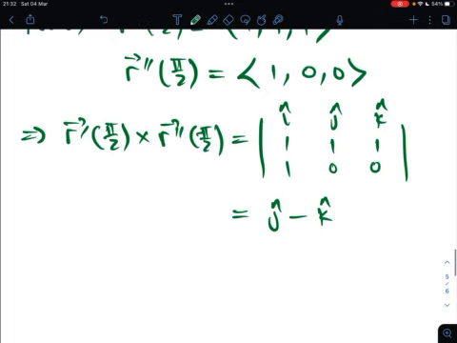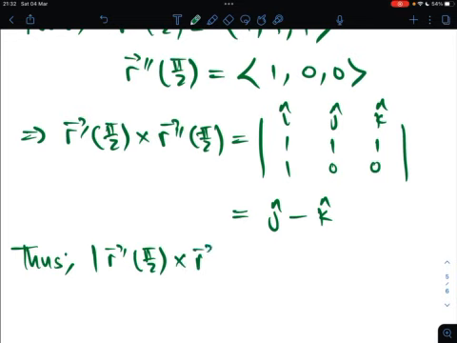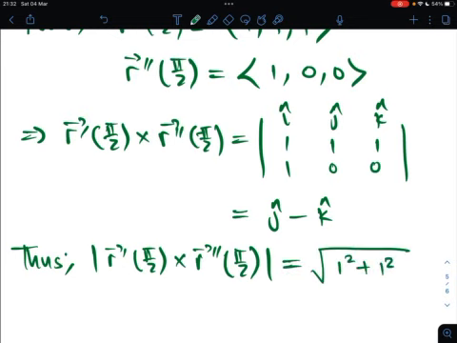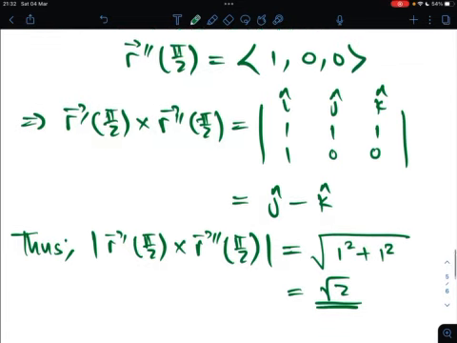This is what I obtain. The next thing I have to find is the absolute value, which is the modulus or the magnitude of this vector. Remember, a cross product always produces a vector, so we want to find the magnitude. The magnitude here is 1 squared plus 1 squared, which is simply root 2. So this is equivalent to root 2.